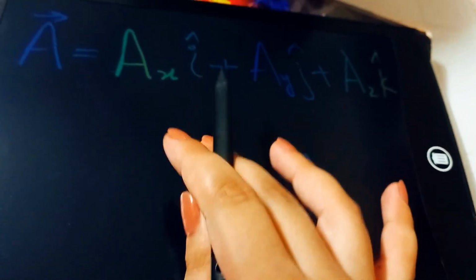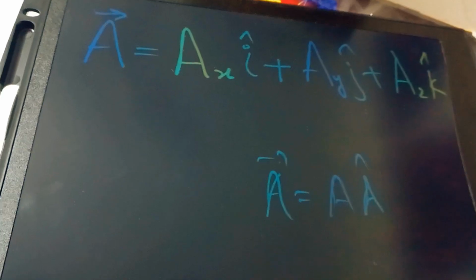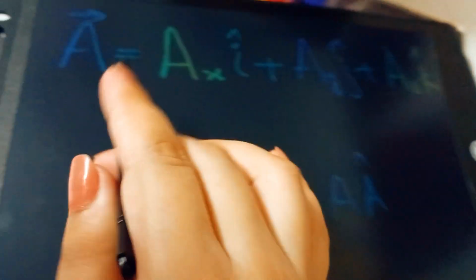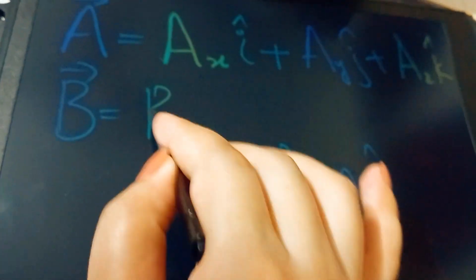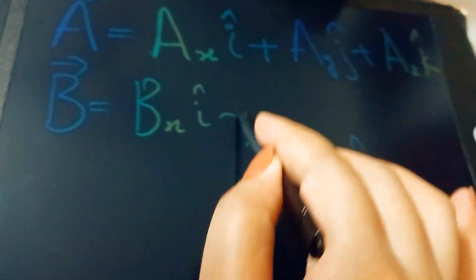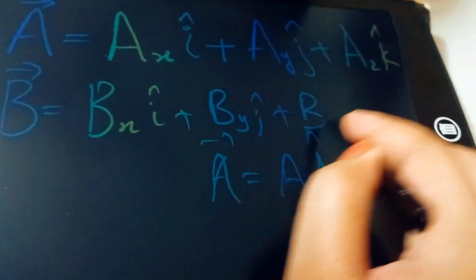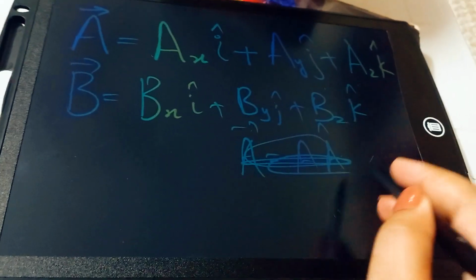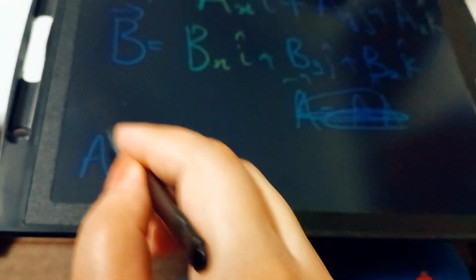When you put the values, you will get the result ultimately in the form of i, j and k. So don't get confused when you see these forms. So let's say now we have b vector, that is bx i hat plus by j hat plus bz k hat. Okay, so how to calculate the dot product between these two vectors? So this is like a dot b.